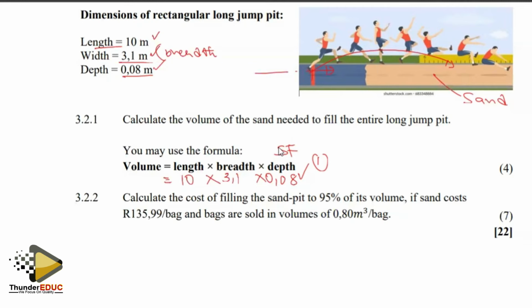We continue and we say 10 times 3, 1 times 0.08. So we end up having the answer as 2.48. Don't forget the units, meters cubed. Let's see how it was marked.